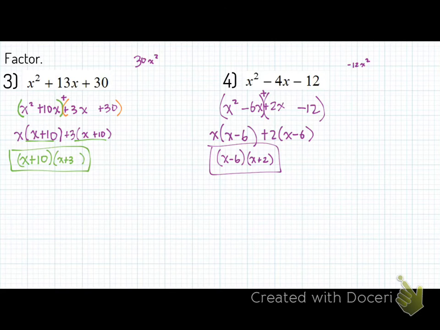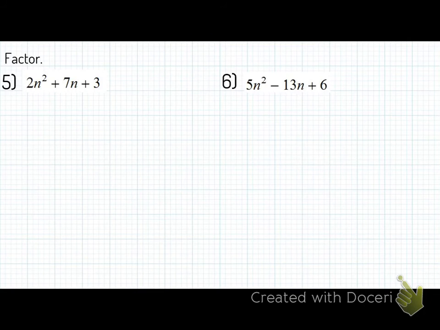Okay, continuing on, number 5. Okay, I'll start us off here. We got 2n squared plus 7n plus 3. What's 2n squared times 3, everyone? 6n squared. Good. Okay, I'll let you finish up this problem on your own. Go. Eyes up here.